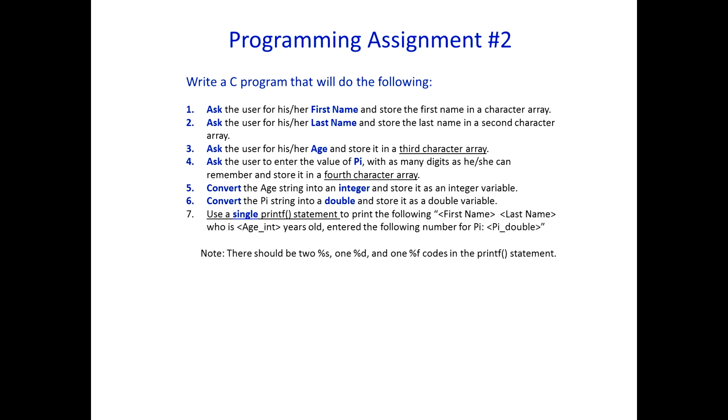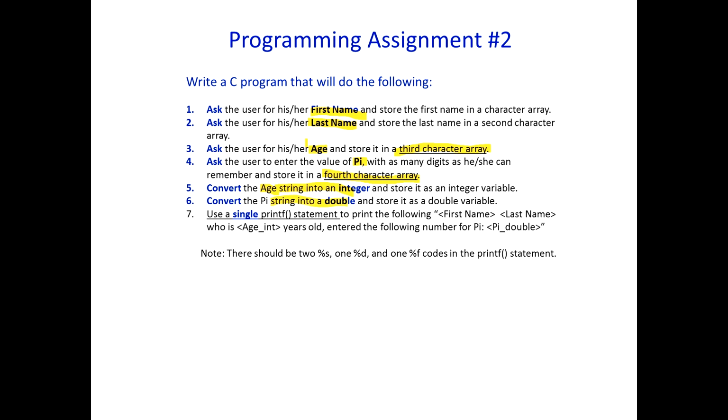Alright, so assignment number 2, which is just an extension of assignment number 1. Again, you're going to ask a person for their first name, you're going to ask for their last name, you're then going to ask the person for their age, and of course this is going to be stored in a third character array. You're going to ask them to enter the value of pi and ask them to enter as many digits as they can remember, and you're going to put this in a fourth character array. Now you're going to have to convert age to an integer, so you're going to use the atoi function.